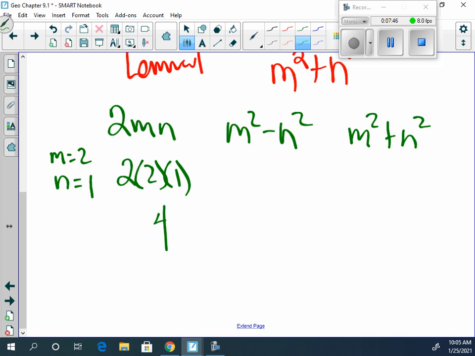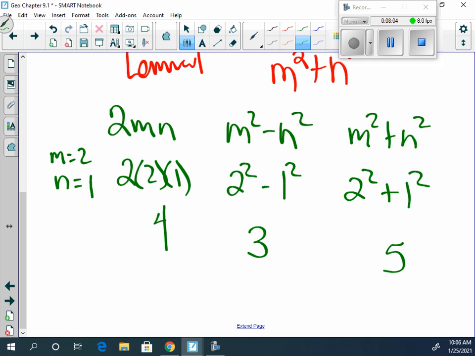Okay, the next one would be 2 squared minus 1 squared. 2 squared is 4, minus 1 is 3, yes? And the last one is just going to be 2 squared plus 1 squared. Well, that'd be 4 plus 1, which is 5. 3, 4, 5. And again, this works for any values of m and n as long as m is greater than n. This is something that Euclid came up with and found. And really from here, we can generate any Pythagorean triple given any values of m and n.